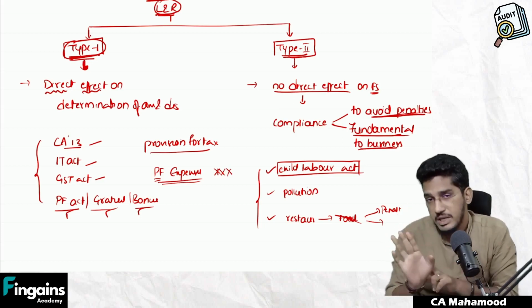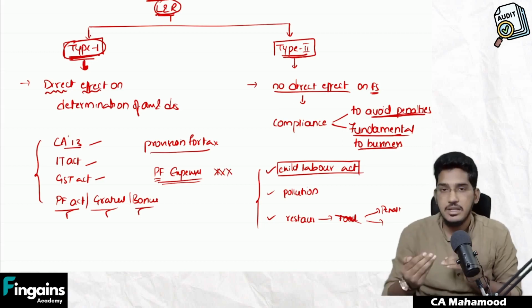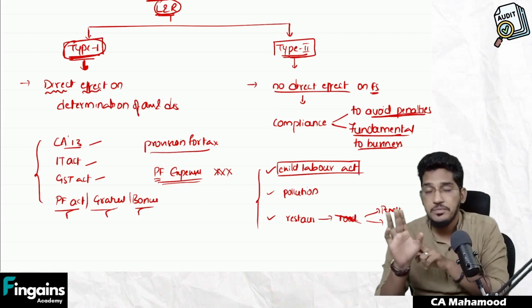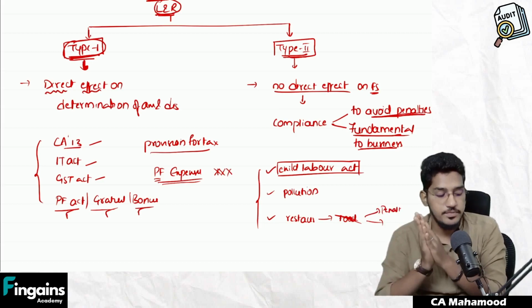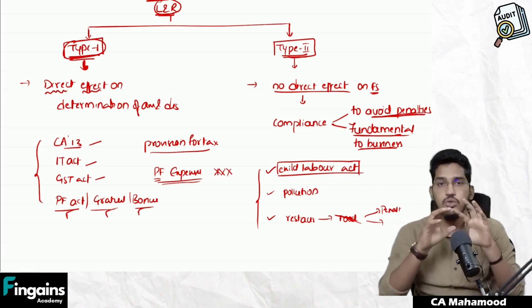If you want to avoid major penalties, or it is fundamental to continue your business, which indirectly means that even though they don't have a direct effect, if you don't comply with them, either you have to pay a huge penalty, or you might be required to close down your business. Understood? So like this, we have divided laws and regulations into two categories.